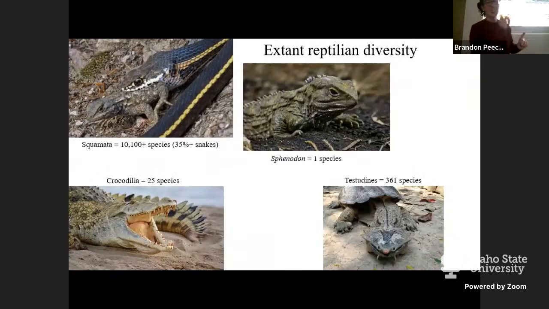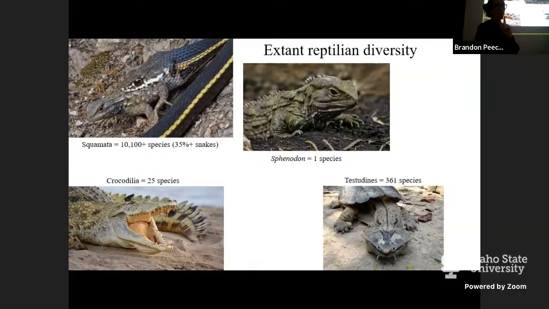So here's your extant reptilian diversity. Over 10,000 species of this big clade called squamates. That includes snakes. That's why there's an awful picture of a garter snake eating a lizard, because those are both squamates. Crocodiles, only 25 species. Turtles, 360 some species. And there's one species of this reptile called a sphenodon or a tuatara. Tuatara is the Maori word. It's from New Zealand only.